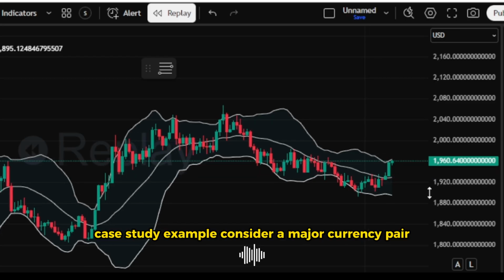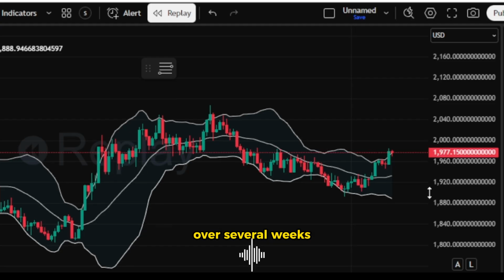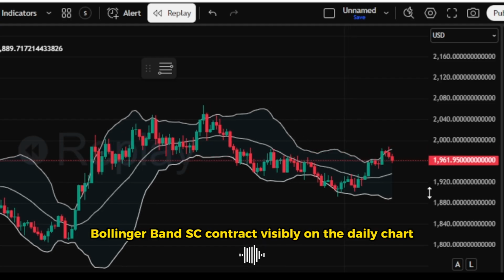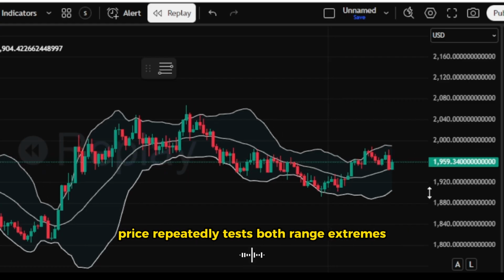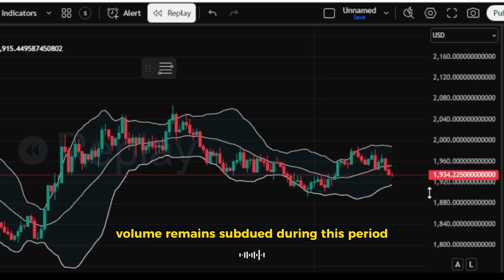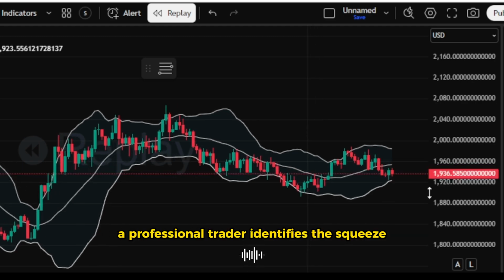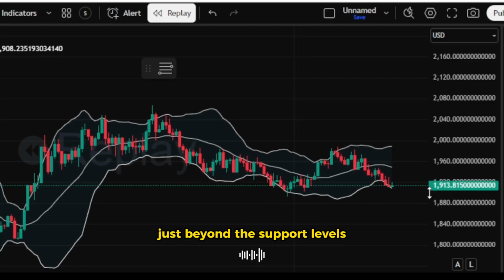Case study example. Consider a major currency pair consolidating within a narrow 50 pip range over several weeks. Bollinger Bands contract visibly on the daily chart, reflecting the tight consolidation. Price repeatedly tests both range extremes without breaking through. Volume remains subdued during this period. A professional trader identifies the squeeze, marks the range boundaries, and sets conditional orders just beyond the levels.